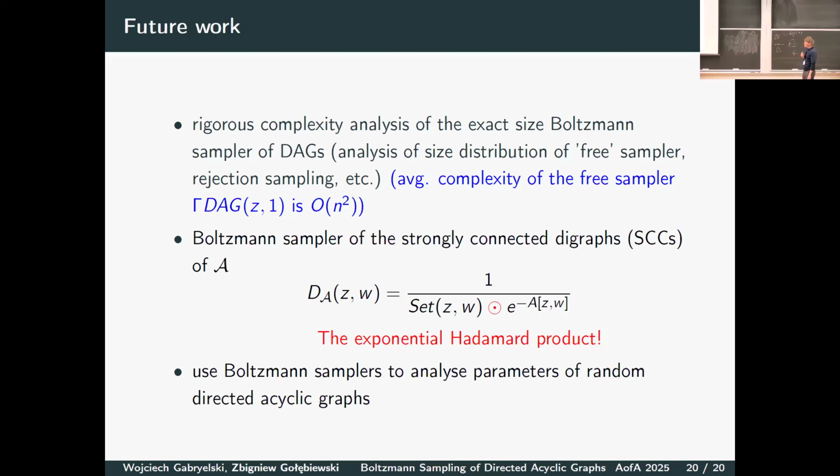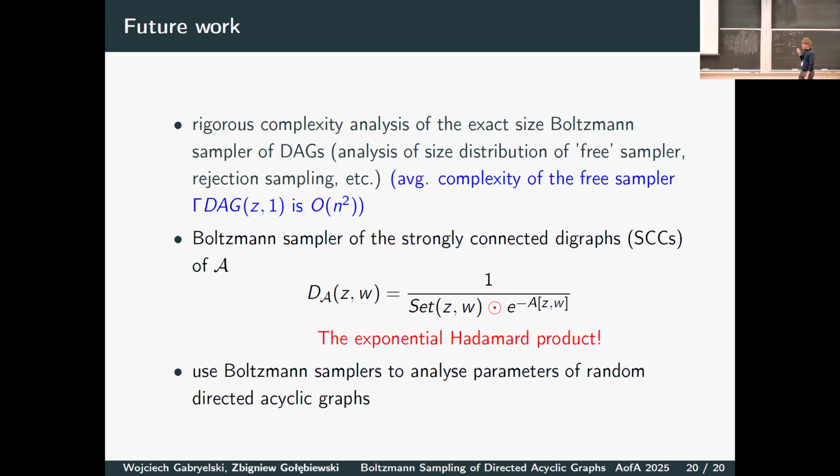we are almost sure that we will be able to provide a sampler for exact size sampling that will maybe also be O of n square. Maybe there will be a bit bigger constant, but not much more than O of n to the 3.